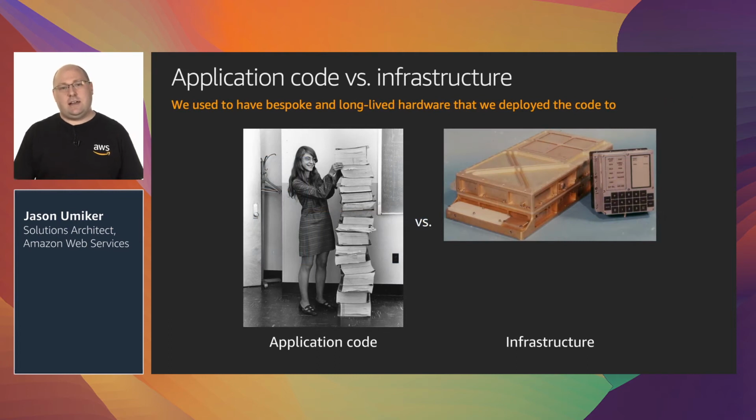Also, we traditionally have had a divide between application code and infrastructure. For example, here we see Margaret Hamilton, who led the team that wrote the code that landed humans on the moon in the Apollo program. We also see the Apollo guidance computer, which was a very bespoke piece of equipment. There had been a handover on a team like this, where the code has to be handed over to specialized infrastructure people to deploy and to operate that computer for them.